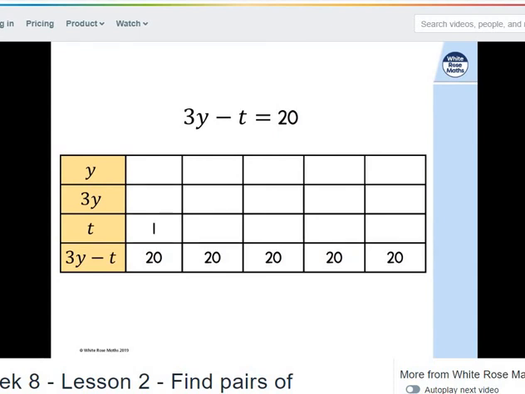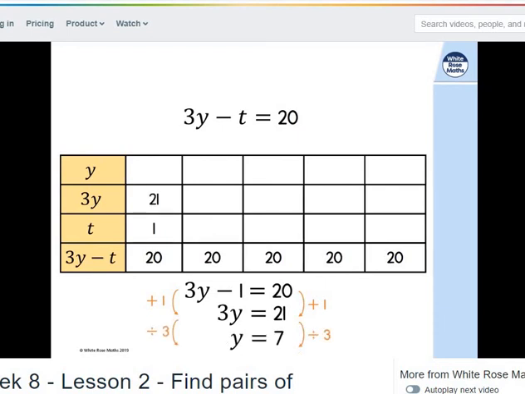Let's think about it a different way. What happens if we thought t was 1? So, 3y minus 1 is equal to 20. So if I think about adding 1 back on, I can see that 3y would have to be 21 in order to be 20 if I took 1 away from it. So therefore, to work out the value of 1y, I could just divide it by 3. So y would be worth 7.